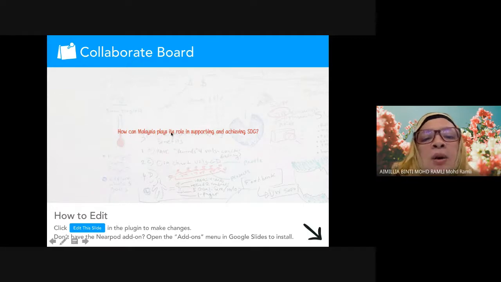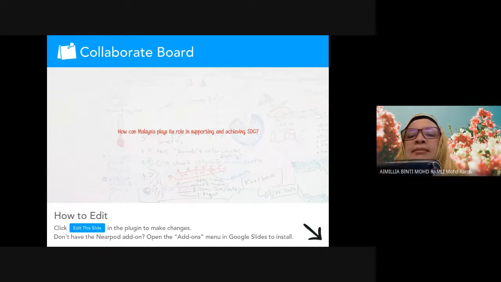Okay, so this is no essay. This is not grammatically correct. There's no essay. How can Malaysia play its role in supporting and achieving SDG? How can your country also play its role in supporting and achieving SDG? Okay, so this is our question for today. I will take note. I will put this question on our class WhatsApp group.